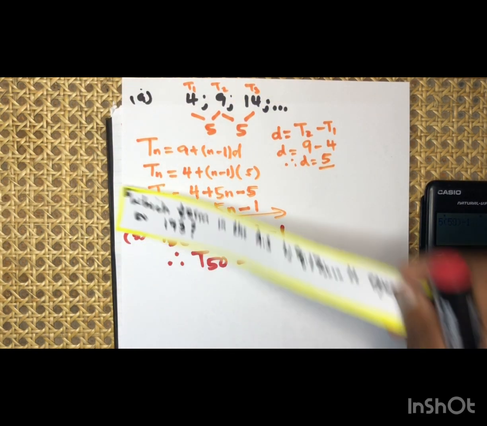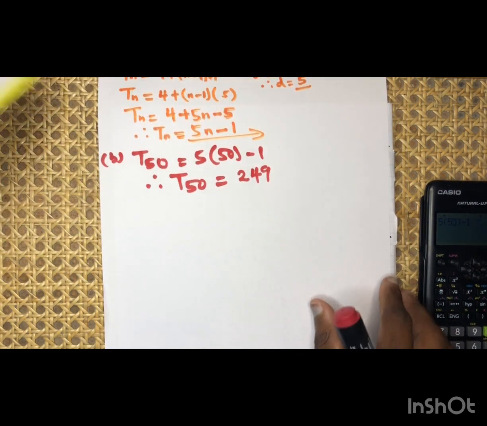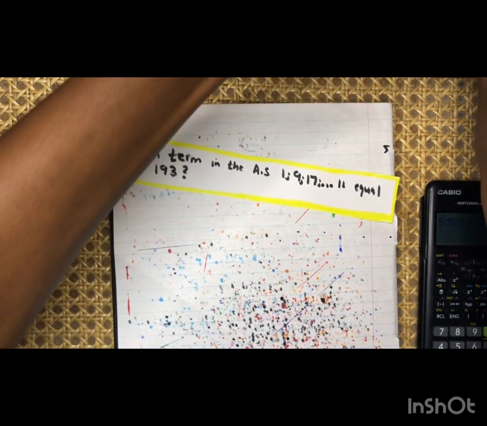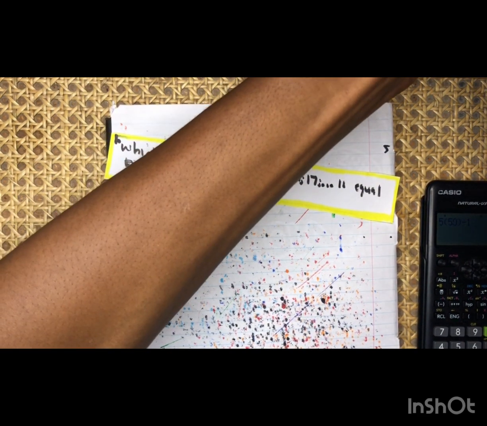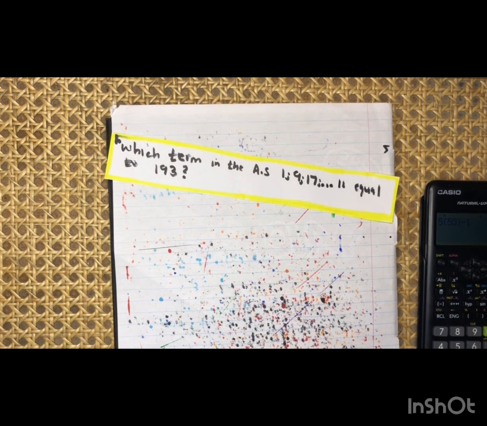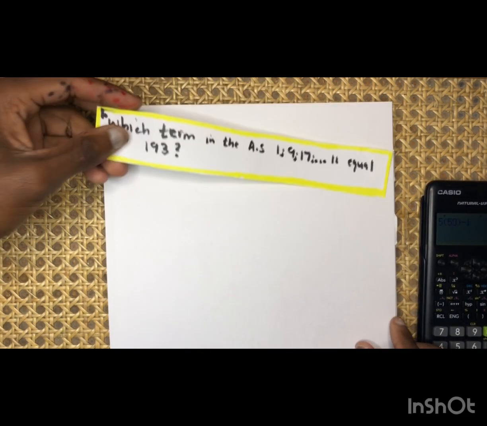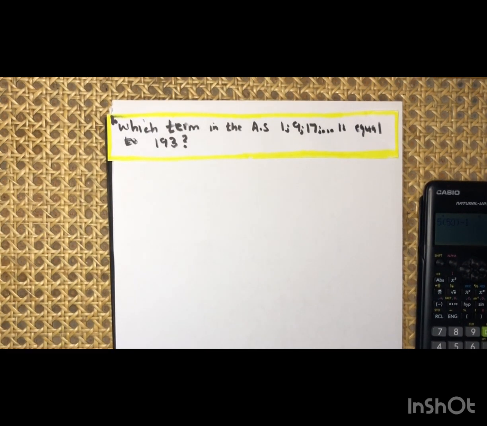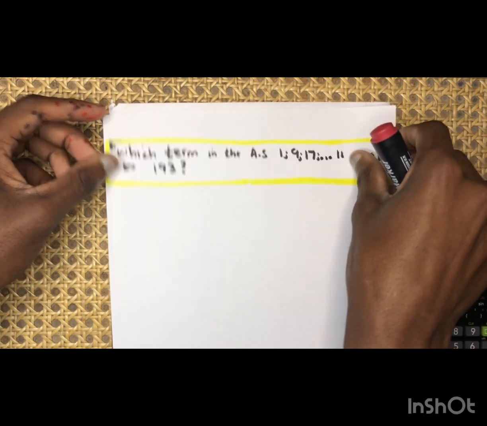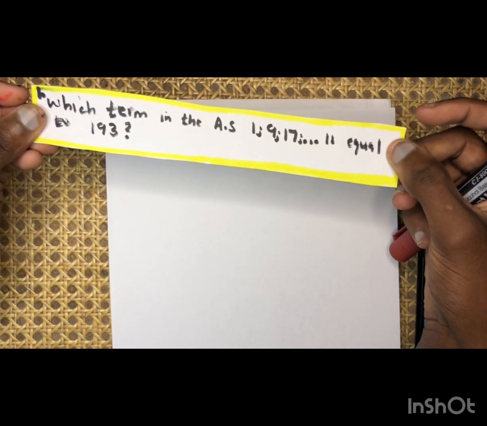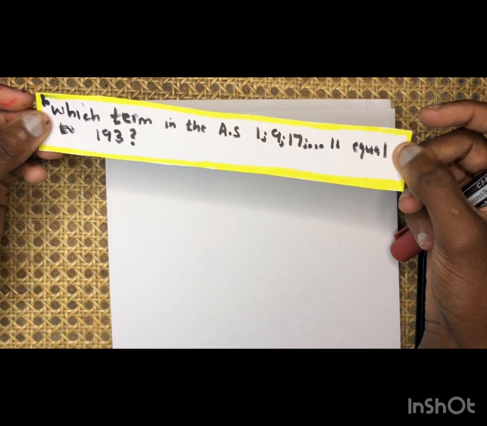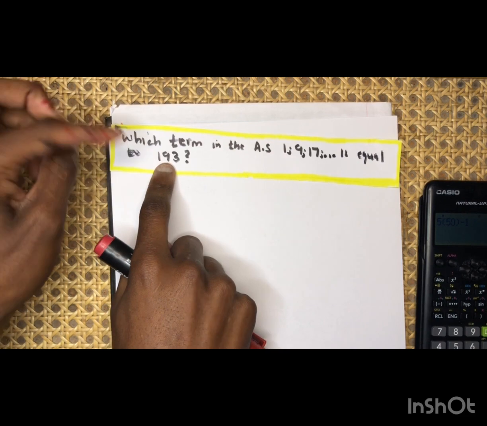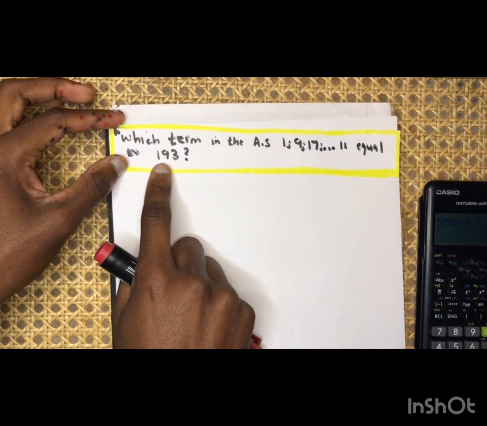So let's do this question. We're going to take the next paper and try to do this question. All right, hope that you are ready for more questions about arithmetic sequence. Remember, we are going to apply also the simultaneous here. So what do they have here? They are saying which term in the arithmetic sequence 1, 9, 17 is equal to 193. So this is your Tn.